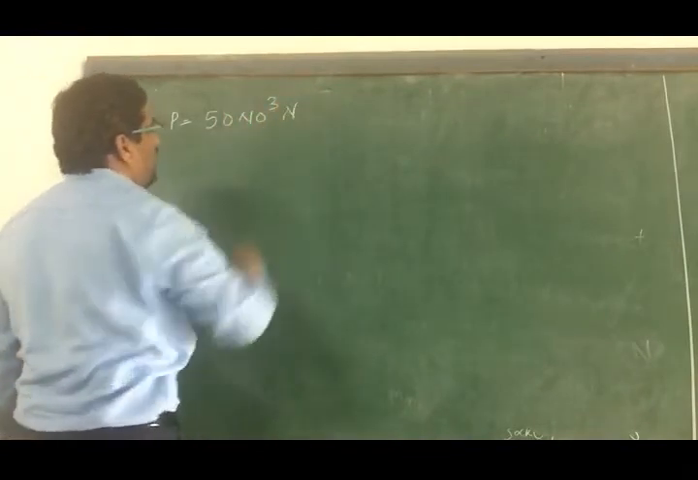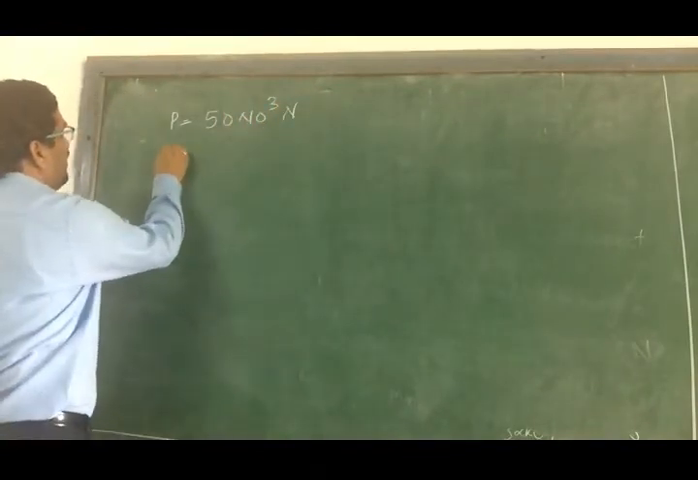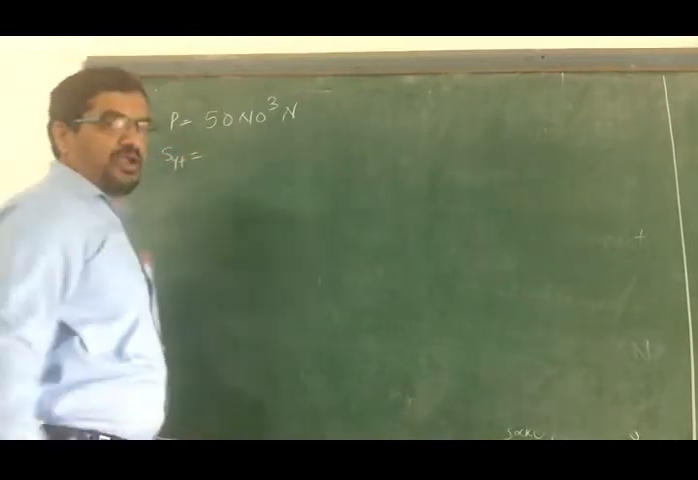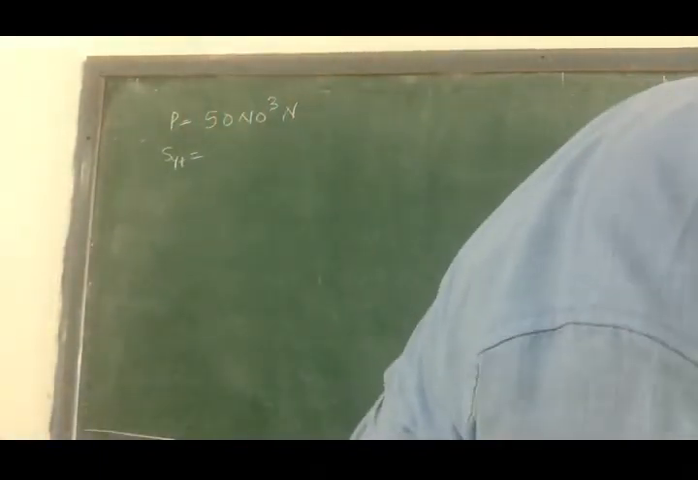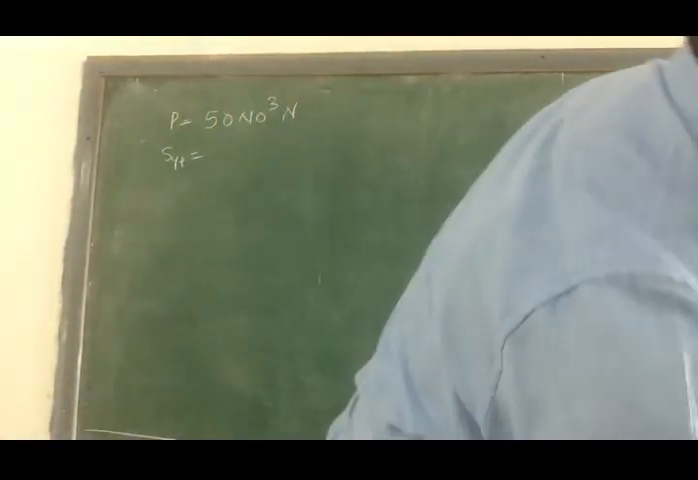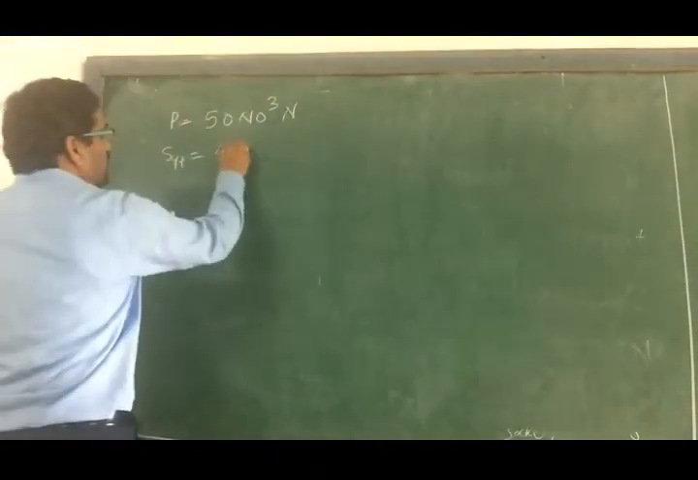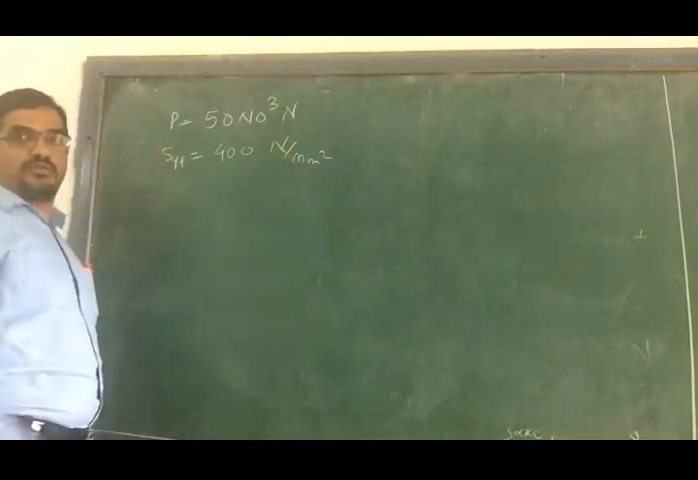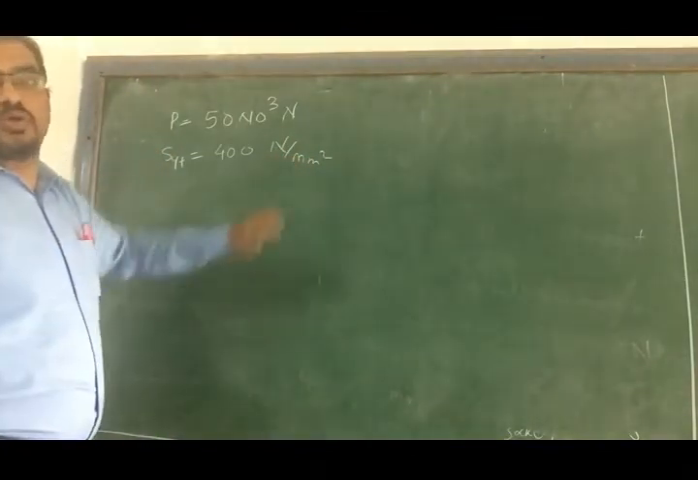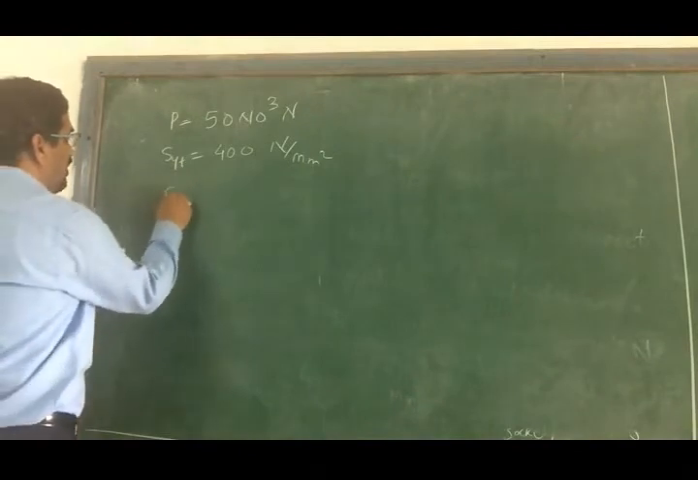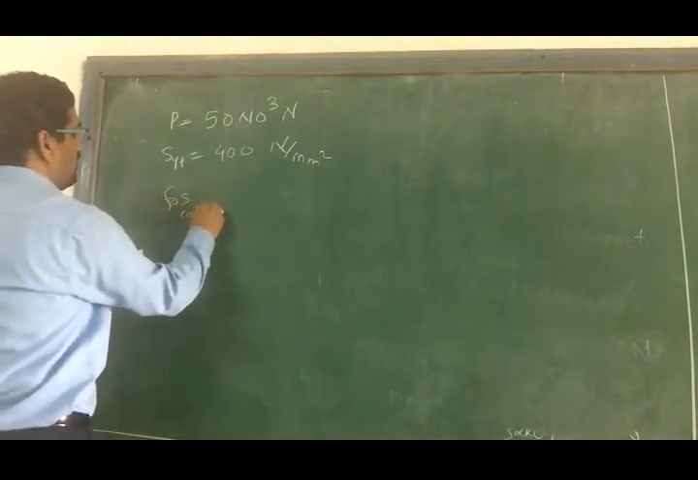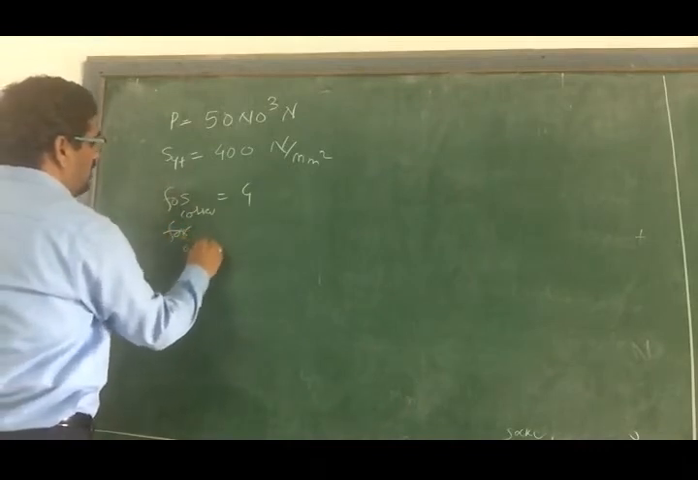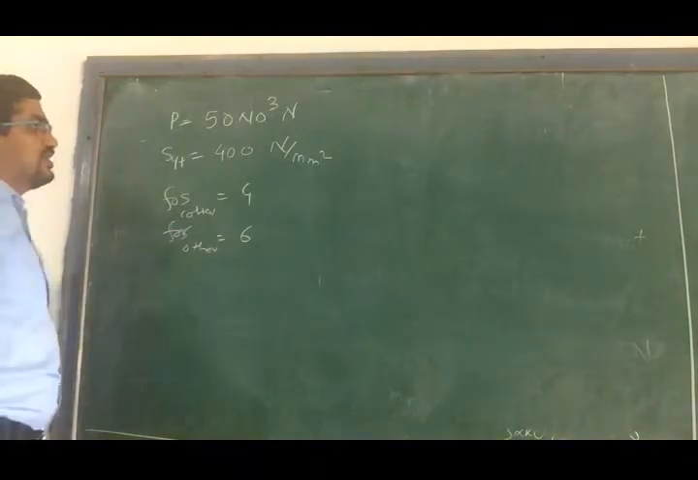It was in kilonewton, and I will directly convert it to Newton. Then SYT was 400 Newton per mm square. So we don't need to worry about that. It is Newton and mm square, so whatever dimensions we get, we are going to get in mm. The factor of safety for the cotter was 4, and for the other parts it was 6. So these are the factors of safety.